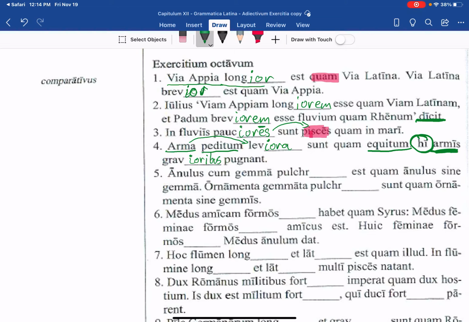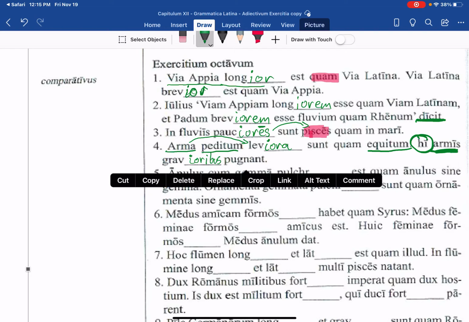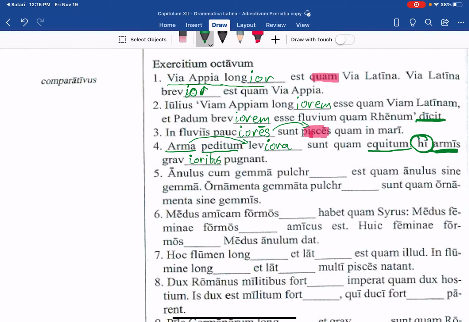Number 5, annulus cum gemma blank est quam annulus sine gemma. Annulus cum gemma pulchrior est, right? Pulchrior est quam annulus sine gemma. And this one's straightforward because annulus is going with pulcher, and it's saying that a ring with a gem is more beautiful than a ring without a gem. Annulus cum gemma pulchrior est quam annulus sine gemma.